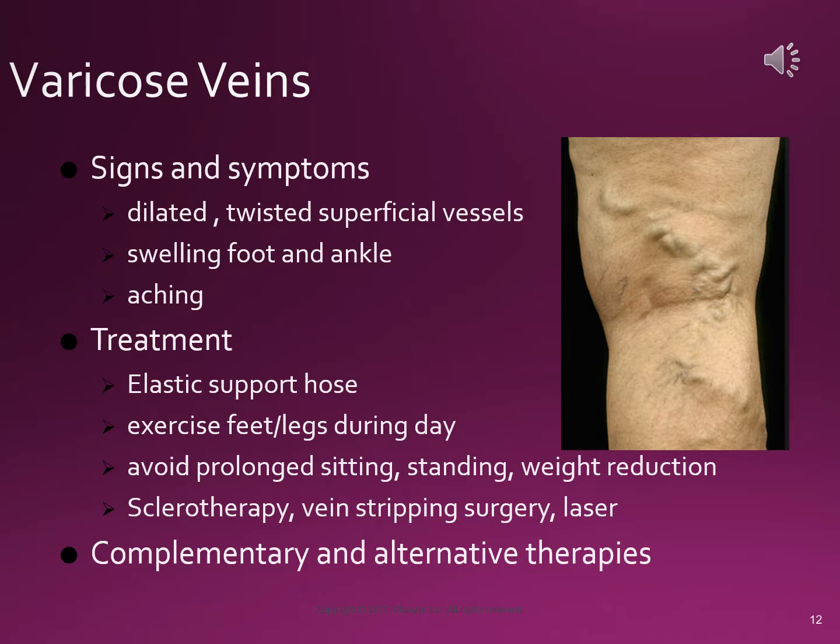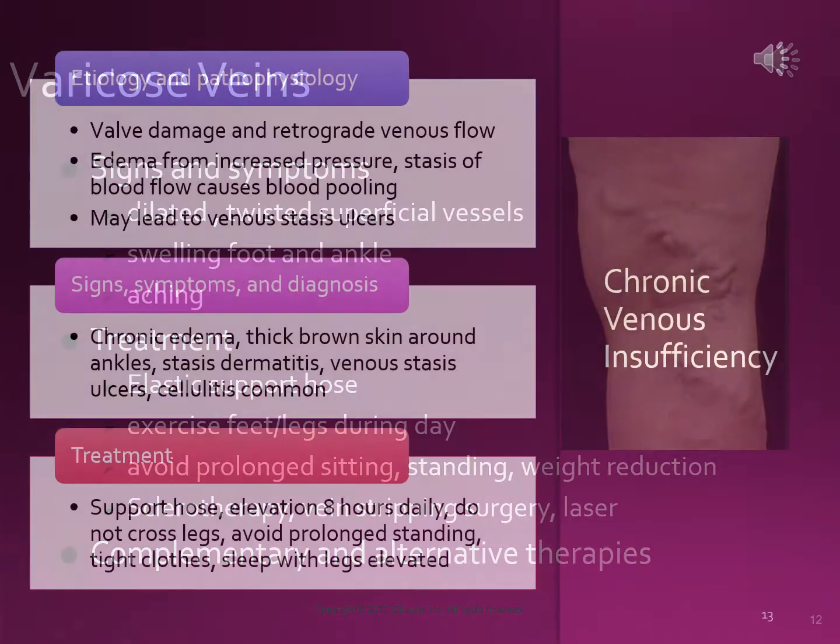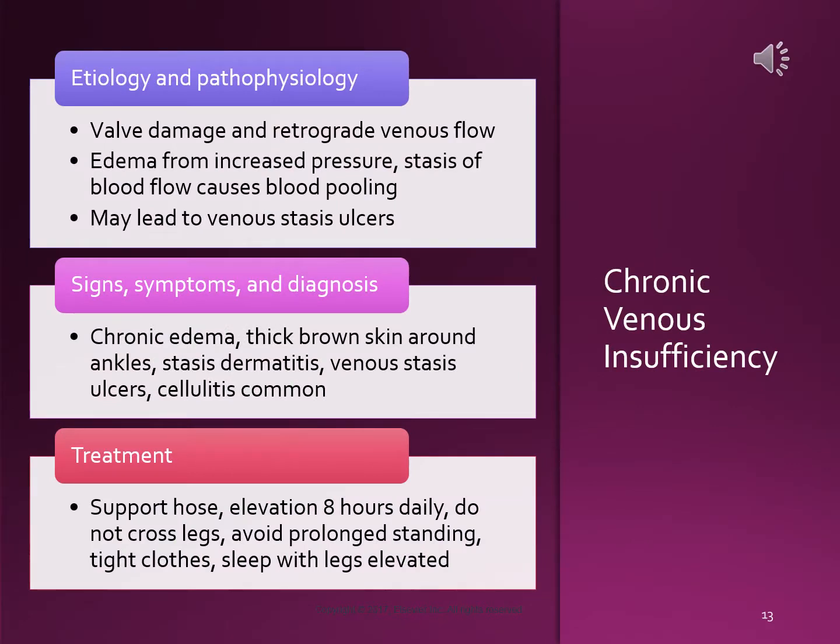Sclerotherapy is when they actually sclerose the veins so the blood can't pool there. They do that with a chemical. Vein stripping: they go in and kind of almost turn the veins inside out. And then there's also laser therapy that they can do. There are complementary and alternative treatments, some herbs, but really be careful with those because those can often have side effects and drug interactions.